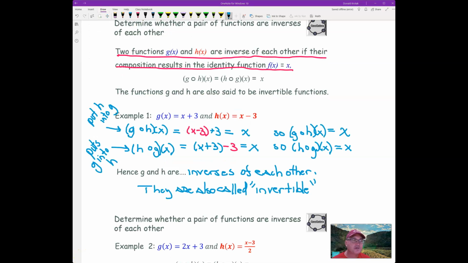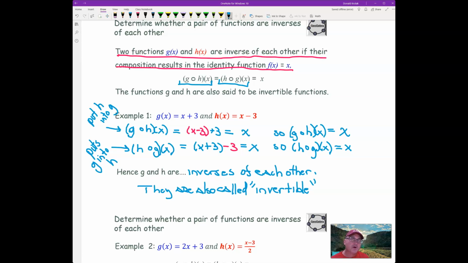All right, so the first composition was h into g. So here's the math, and when I simplify that, I get x. So when I put h into g, I get x. The second one here puts g into h. All right, here's the math. When I simplify that, I get x. So the composition of g into h also gives me x. So each time I got an x for both of these, which means these two functions are inverses of each other.